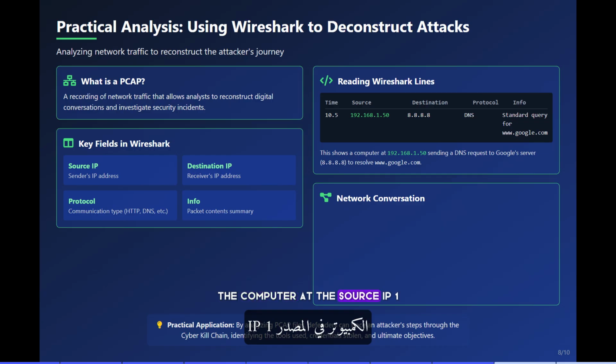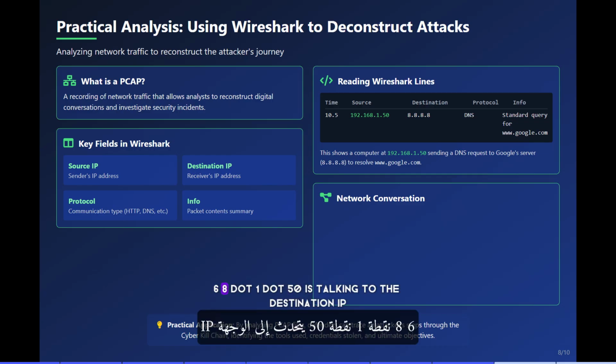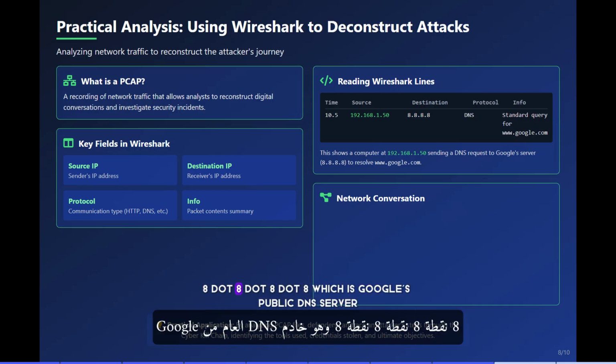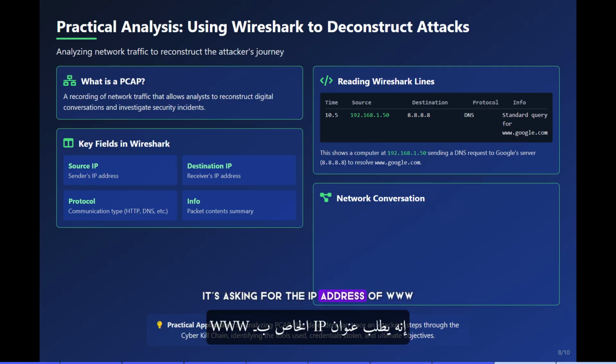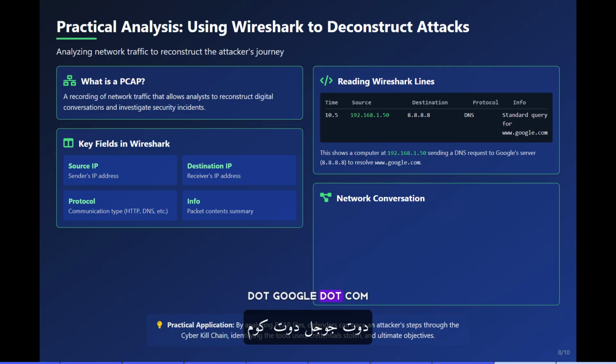The computer at the source IP 192.168.1.50 is talking to the destination IP 8.8.8.8, which is Google's public DNS server. The protocol is DNS, and the info column tells us it's asking for the IP address of www.google.com.